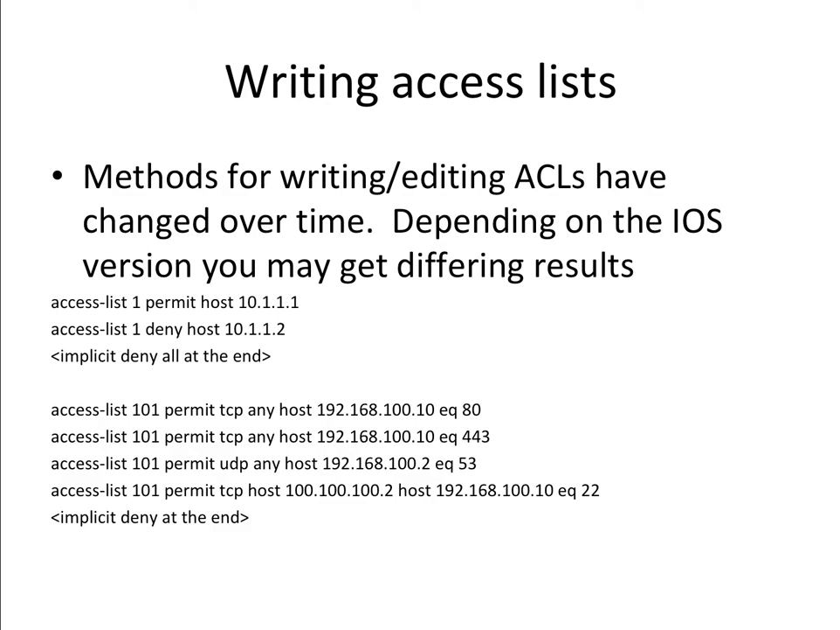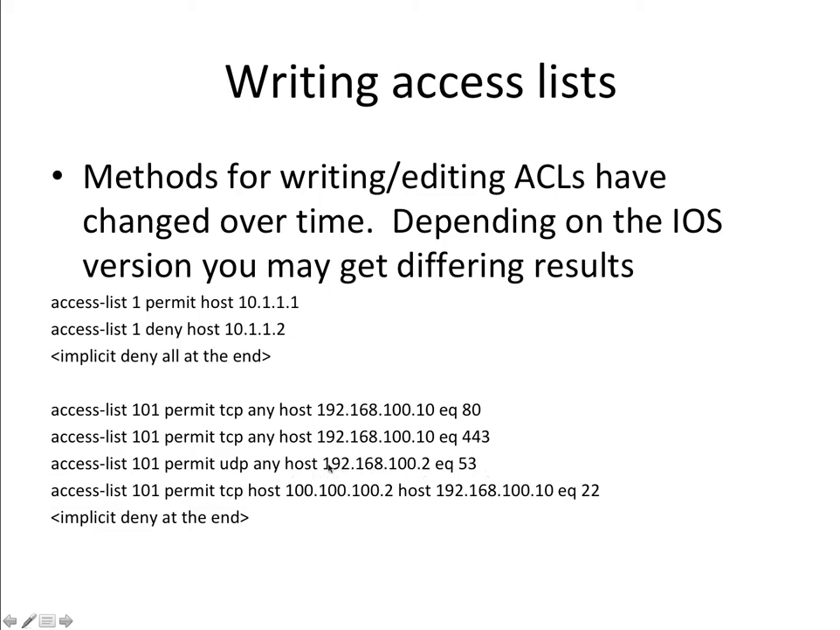My next example is an extended access list. This is access-list 101. Permit TCP, so this applies to the TCP protocol, allowing traffic from any to host 192.168.100.10 eq 80. This lets traffic from any source get to this IP address on port 80, the web server port. Another similar line uses 443, the HTTPS port for secure traffic. Then the next line uses port 53, which is for DNS.